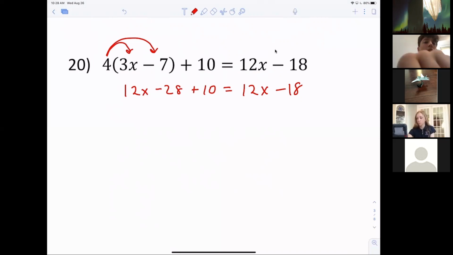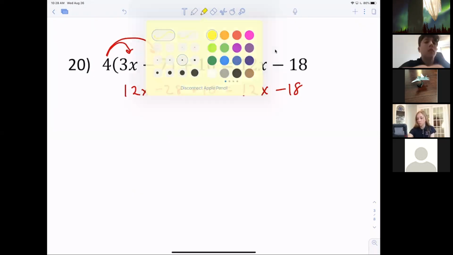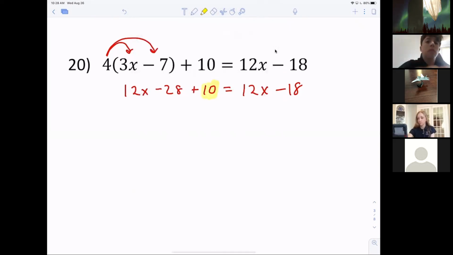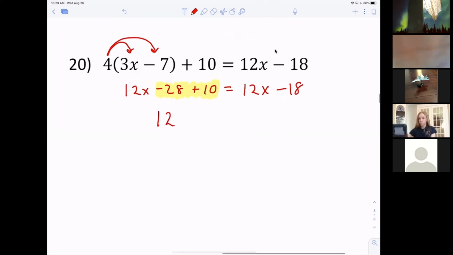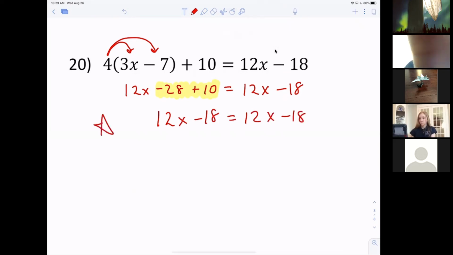So now we want to combine terms. Now we have a little bit of an issue. What is this guy right here? Positive. That's negative 18, right? So now we're going to write 12x minus 18 equals 12x minus 18. All right, then I need everybody to put a star right here, please.